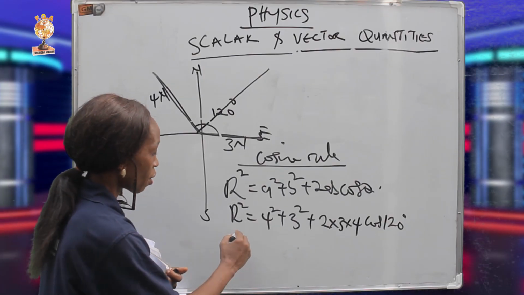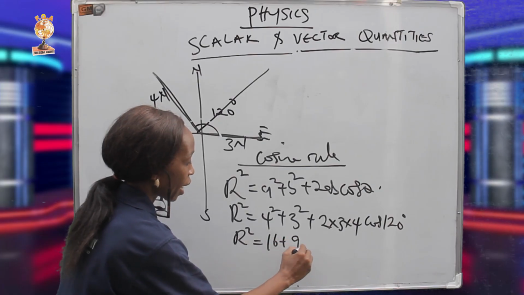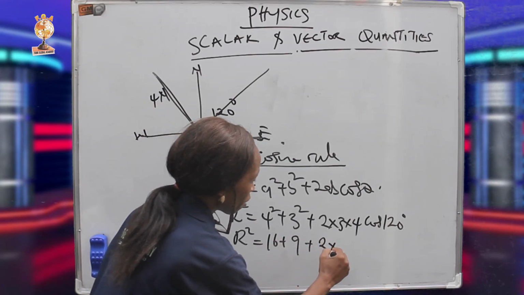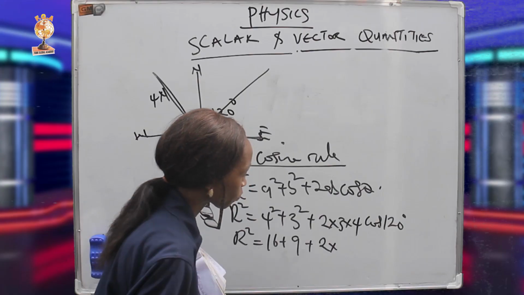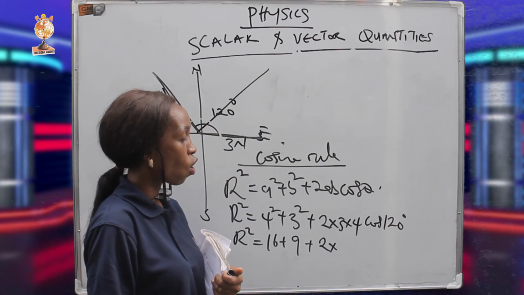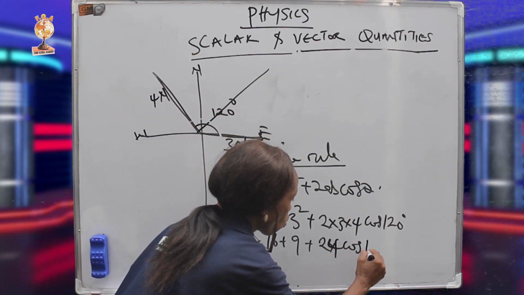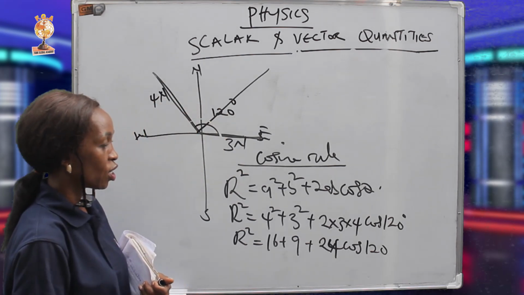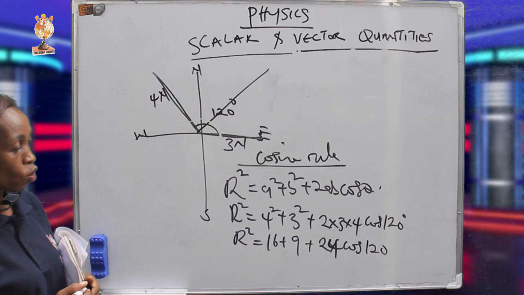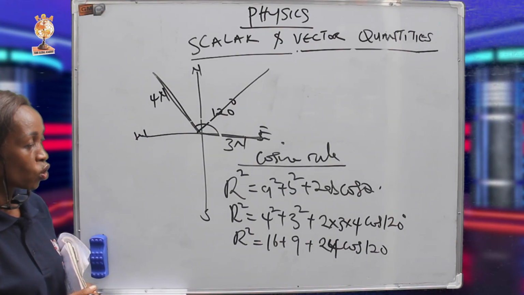So we continue. R square is equal to 16 plus 9 plus 2 times 3, which is 6, and 6 times 4 is 24. So 24 cos 120 degrees. What is cos 120?